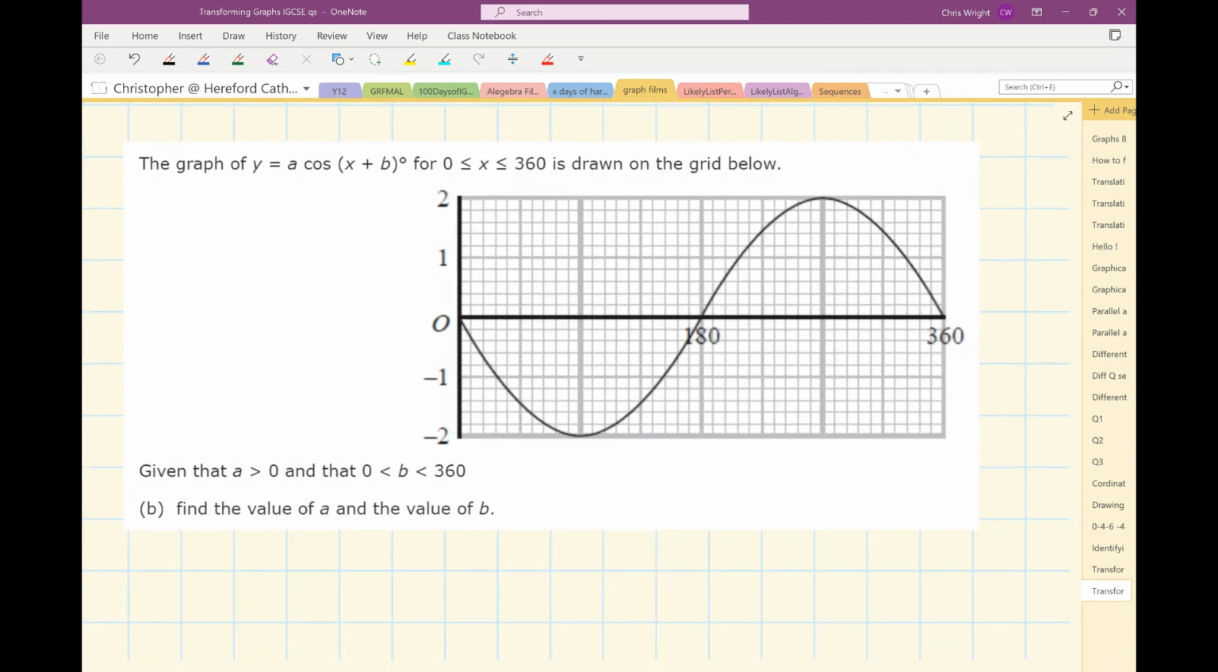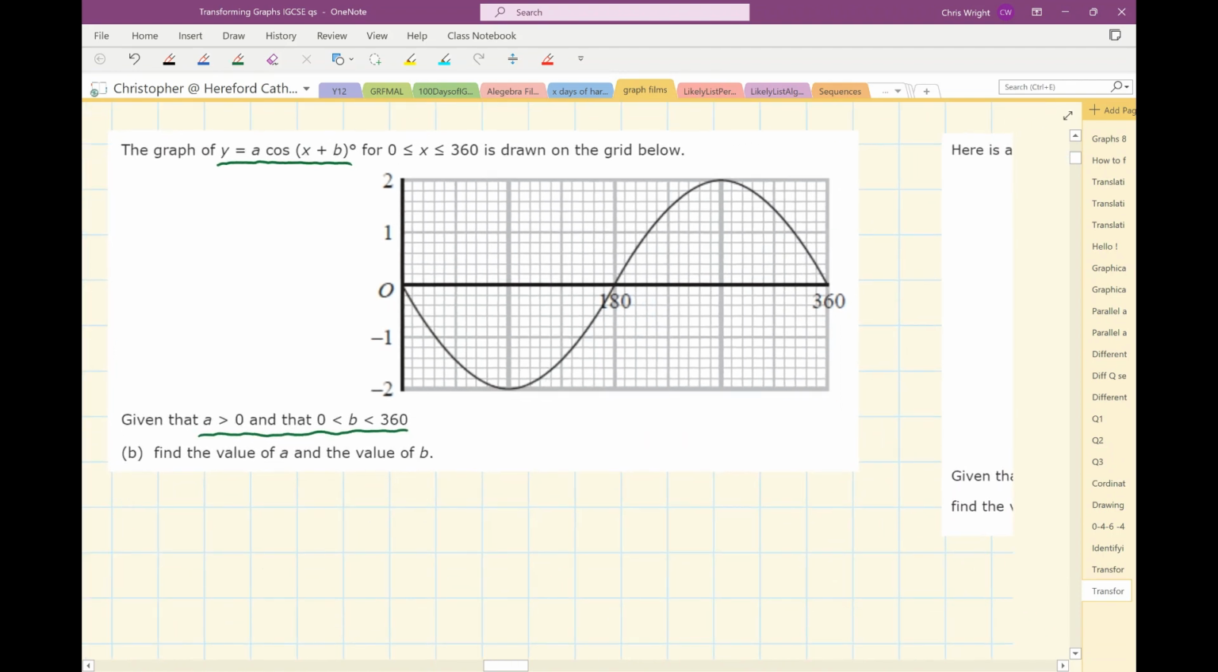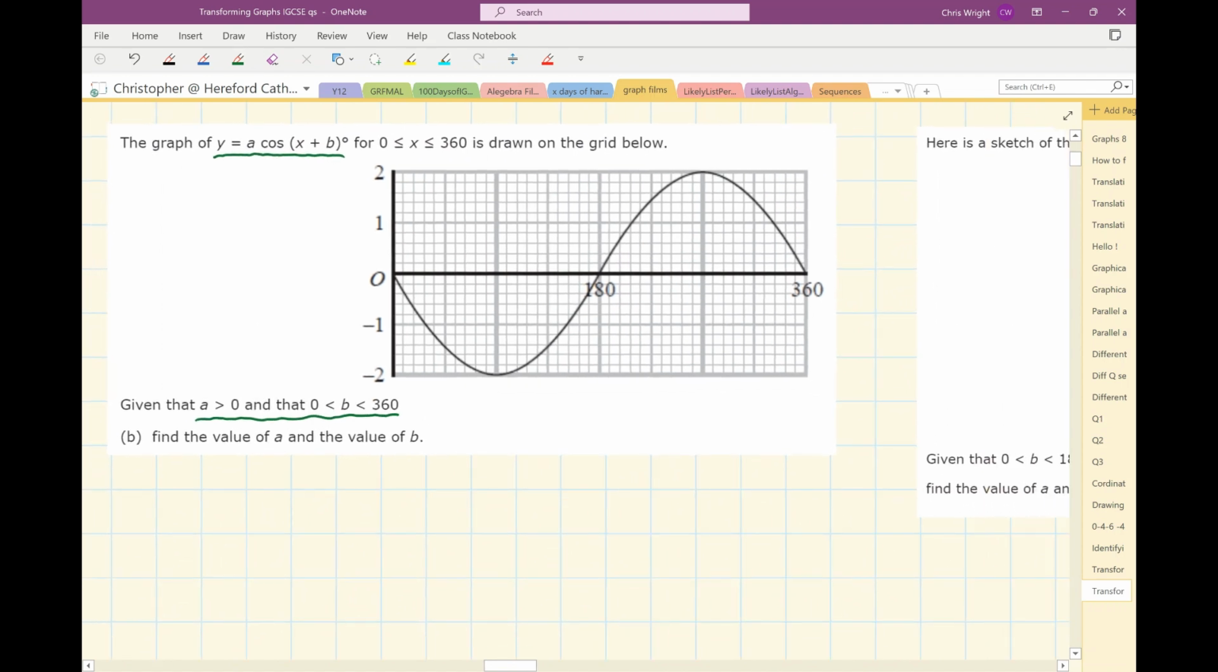Right, here it is. It tells me that the graph of y equals a cos of x plus b is drawn on the grid below. Given that a is positive and that b lies between 0 and 360, find the value of a and the value of b. Well, clearly this is a transformation of a cos curve. So I'm going to start by drawing cos of x on here, just so that I can compare the two. So here's the graph of cos of x.